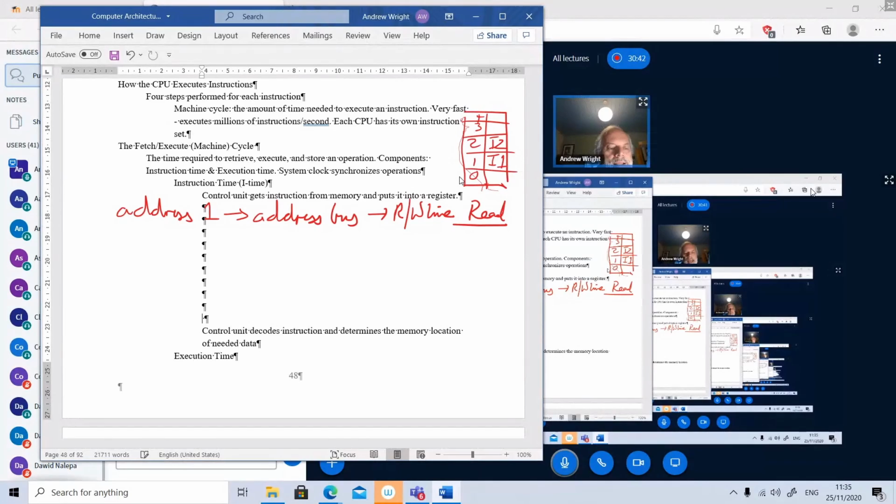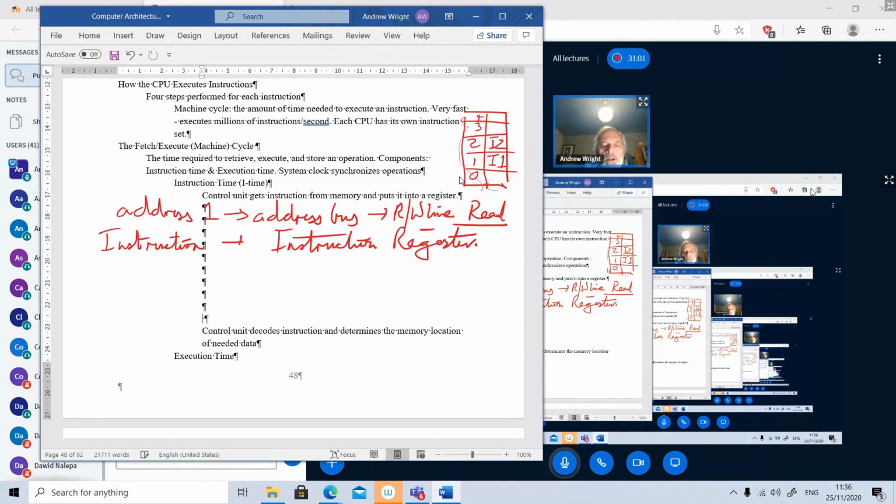And it puts the instruction into the instruction register. There are a number of registers within the CPU. They all have particular functions. There's something called a general purpose register, the accumulator, where if you were adding numbers, that's where they would go. But there is an instruction register, so the instructions tend to go to that.